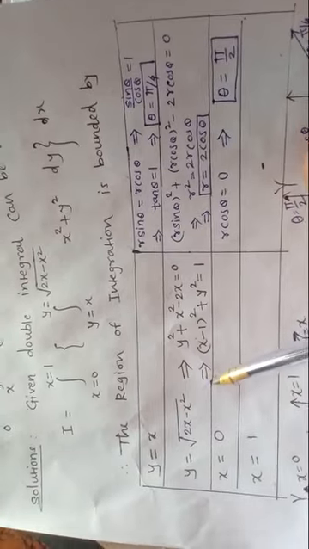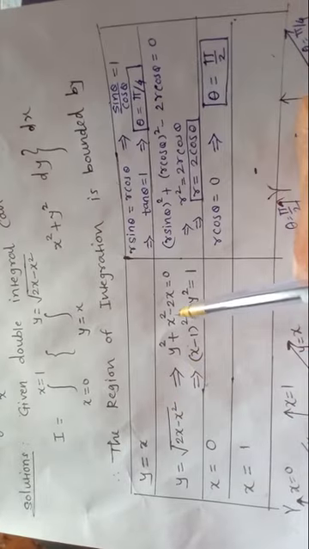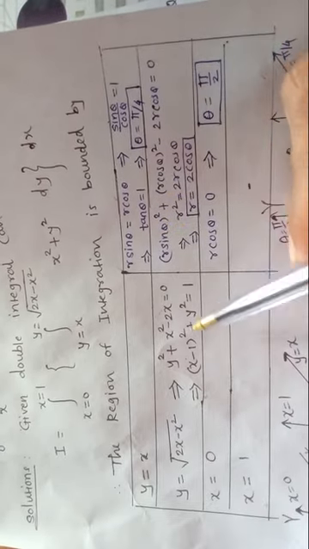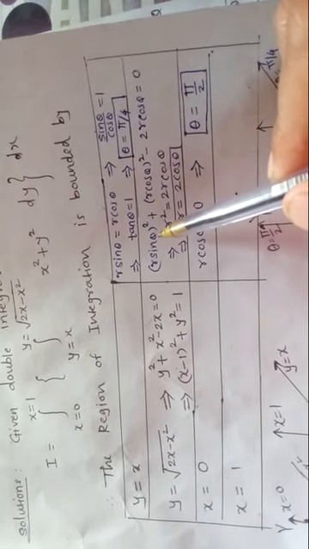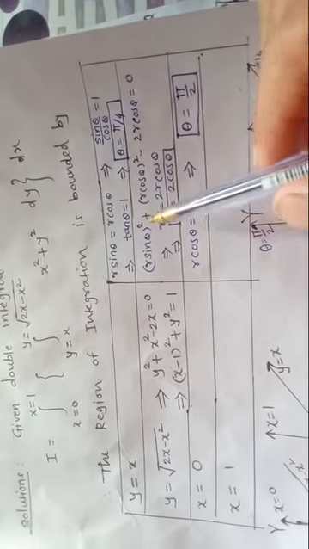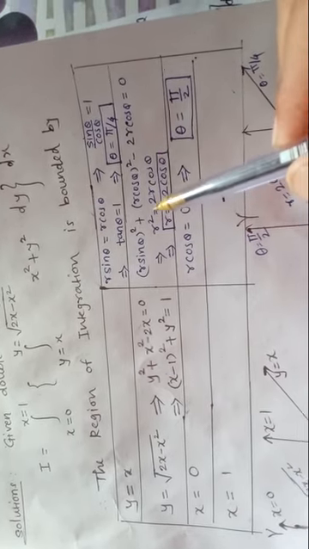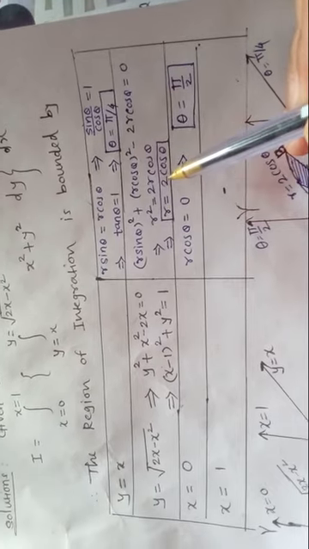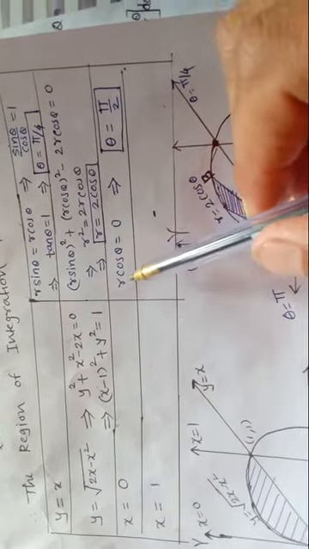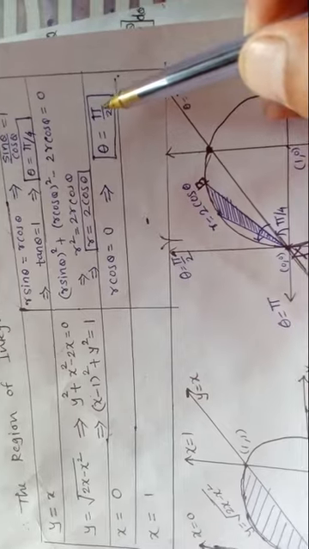Similarly, if we change the next curve, that is y square plus x square minus 2x equals to 0, and replace x by r cos theta and y by r sin theta, we will get (r sin theta) square plus (r cos theta) square minus 2r cos theta equals to 0. If we simplify it, we will get r square equals to 2r cos theta, and one r will get cancelled. We'll get only r equals to 2 cos theta. Similarly, we can write x equals to 0 as r cos theta equals to 0, and from that we can write theta equals to pi by 2.